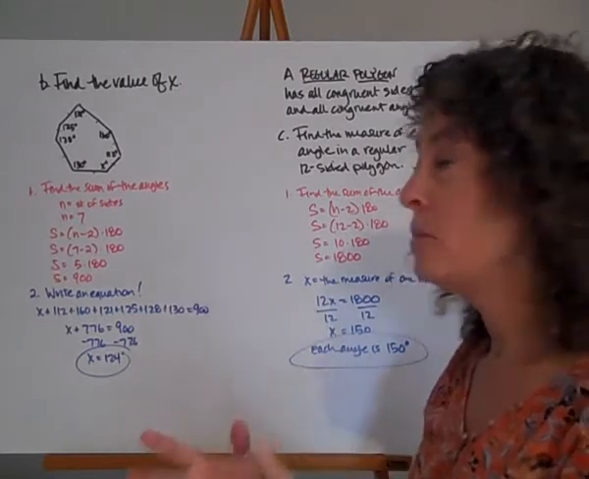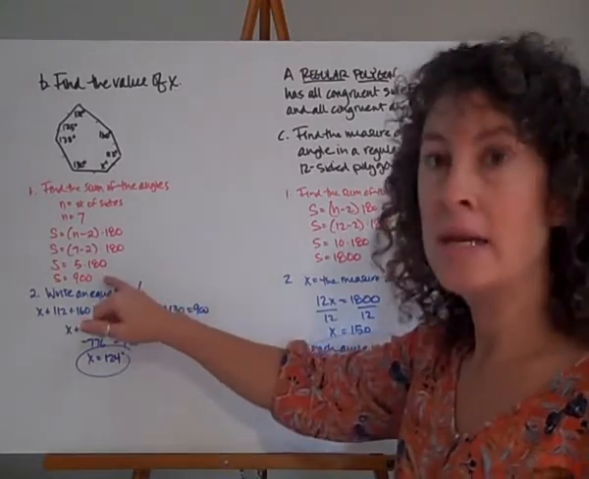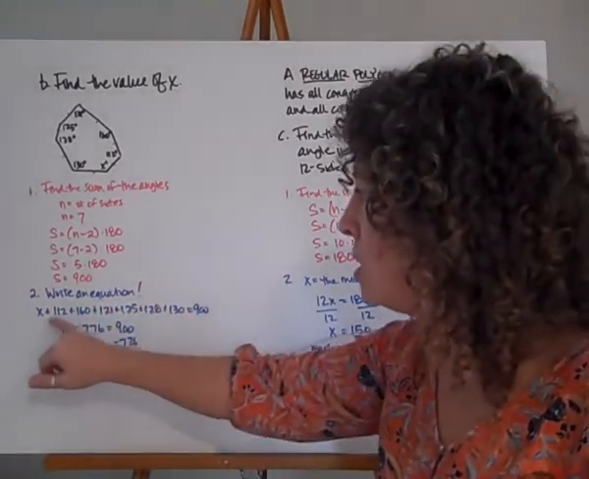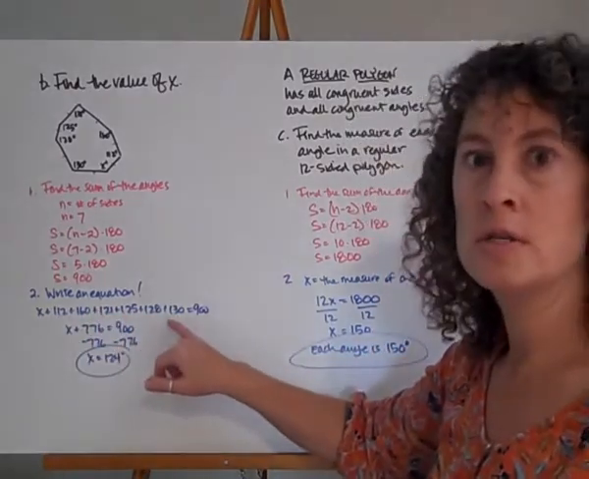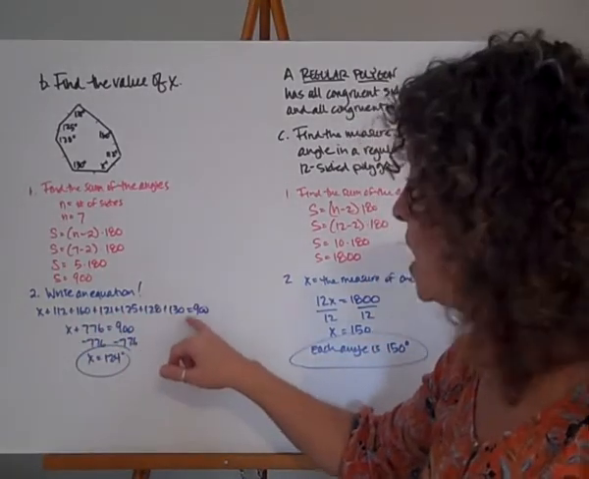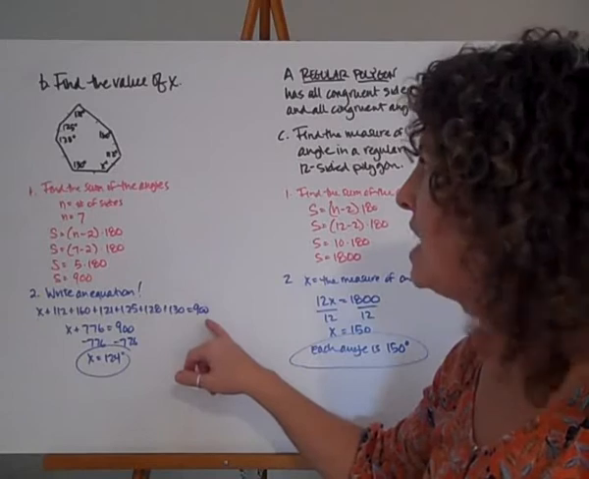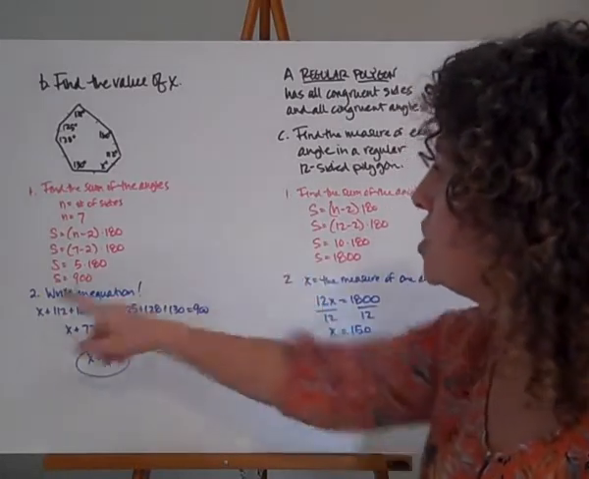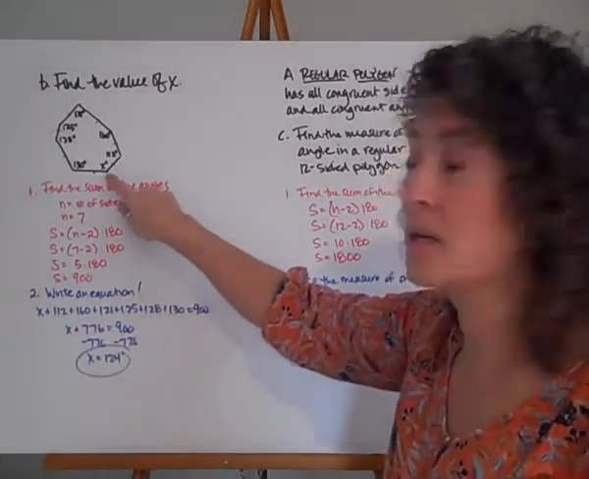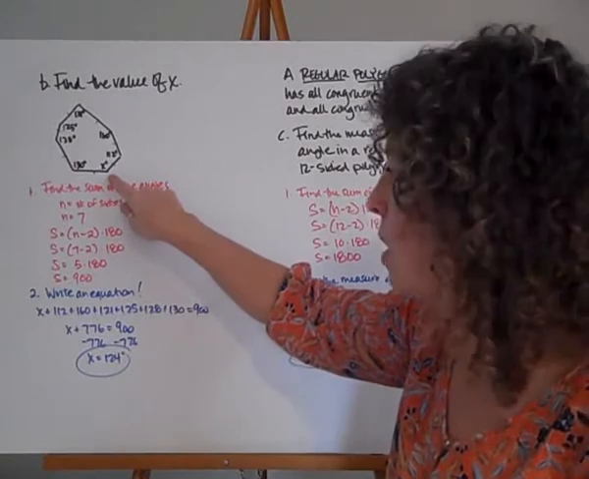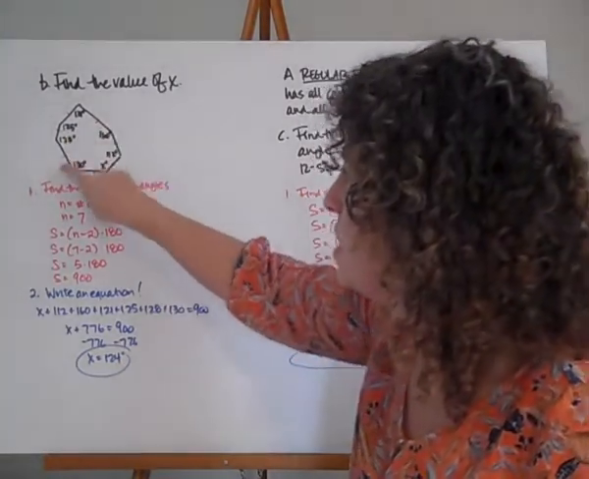Here we're going to add up all the measures and it should equal 900. So I'm going to take all of these angle measures here. There are 7 of them, and it should be equal to a total sum of 900. What I tend to do is start at one of them. I start at the x because that was pretty distinctive and easy to remember, and I just went around and made sure I got them all.